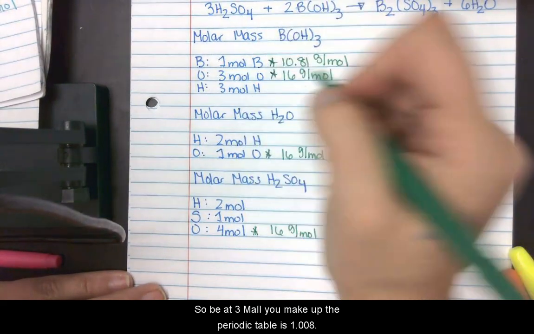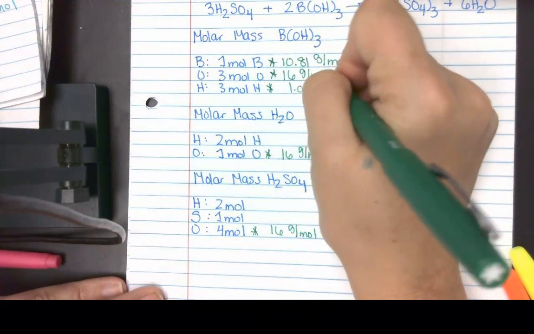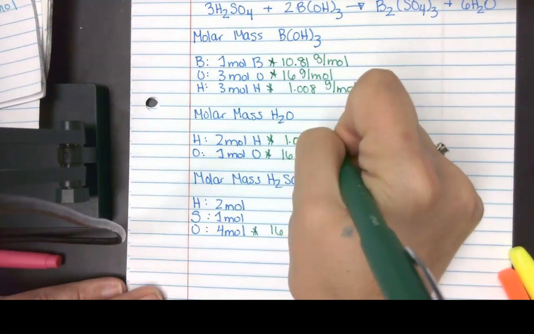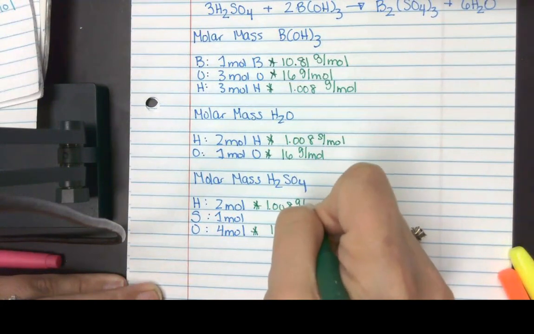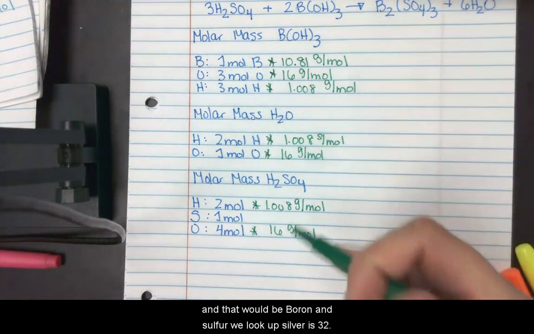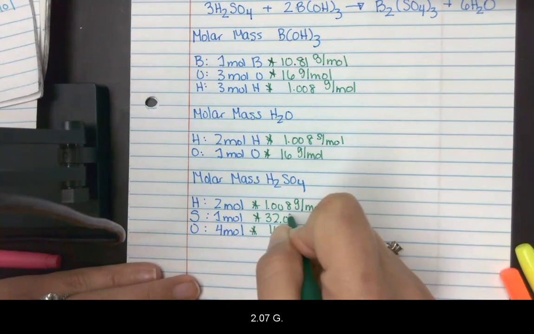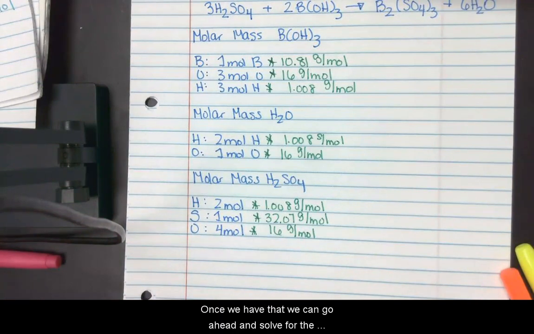So we have 3 mole. We look up at the periodic table. It's 1.008 grams per mole. We can put that here, and we can put that here. That leaves me with the only other singleton. So of all of these things, there are only 2 items that weren't used again, and that would be boron and sulfur. We look up sulfur, it's 32.07 grams per mole. Once we have that, we can go ahead and solve for the grams total.